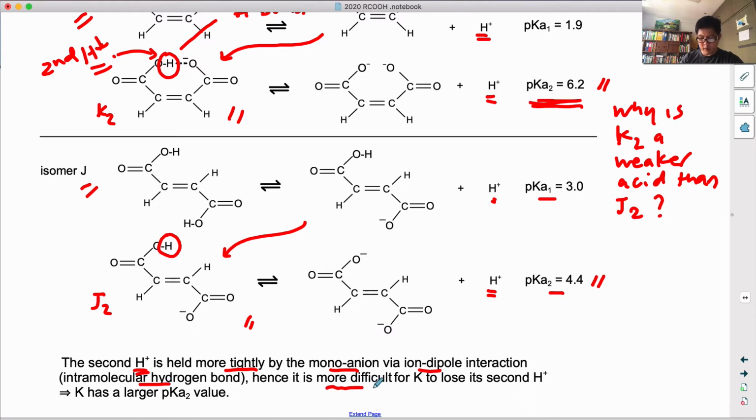Hence, it's more difficult for K to lose its second H plus, which makes K2 a weaker acid than J2. That's why the pKa2 of K is actually larger than the pKa2 of J. So the answer for the two parts is still about the hydrogen bond. Okay, let's move on to the next question.